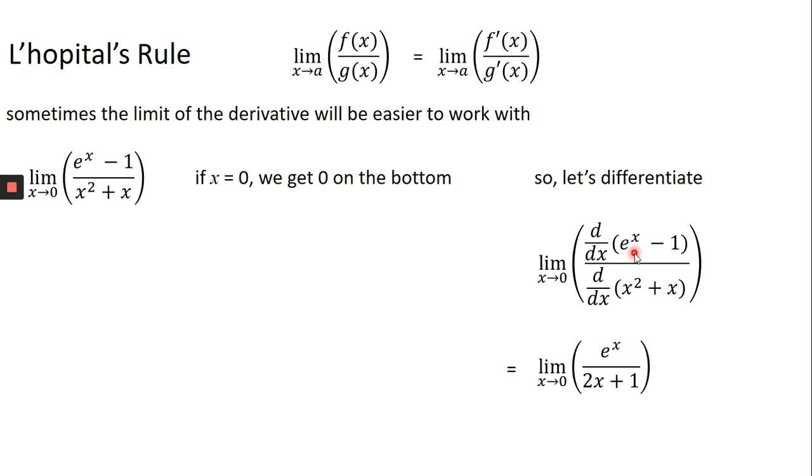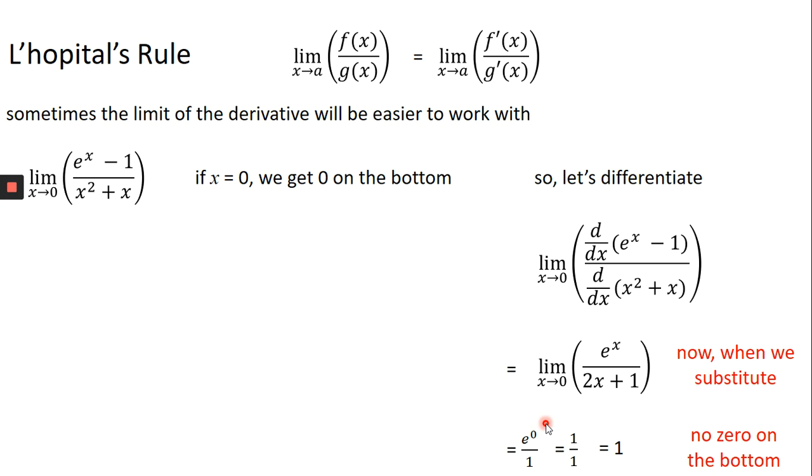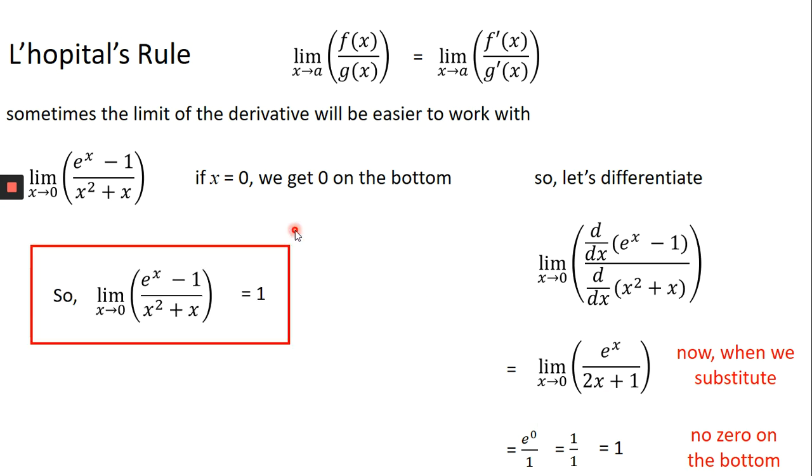So we differentiate, that stays the same, doesn't it? Differentiate that, it disappears. That's 2x plus 1. So now, when we substitute in, x is 0. Remember, we're approaching it when x equals 0. E to the 0, 2 times 0 is 0, plus 1 is 1. So we haven't got a 0 on the bottom. E to the power of 0 was 1. So the answer is 1. Seemed to have been helpful there. So the limit of this is 1.